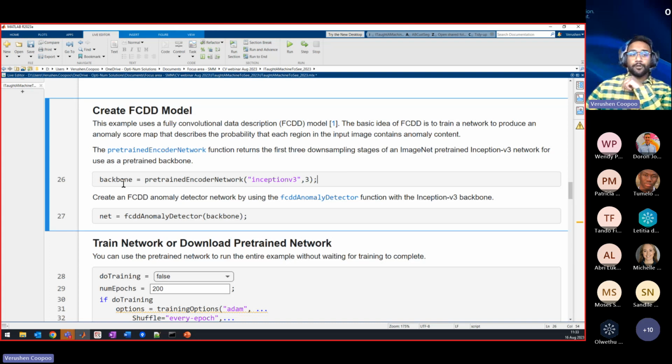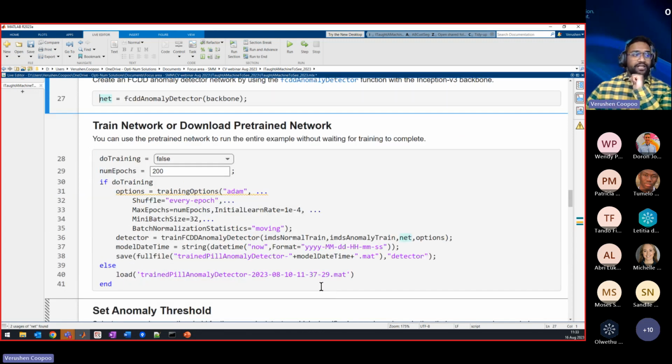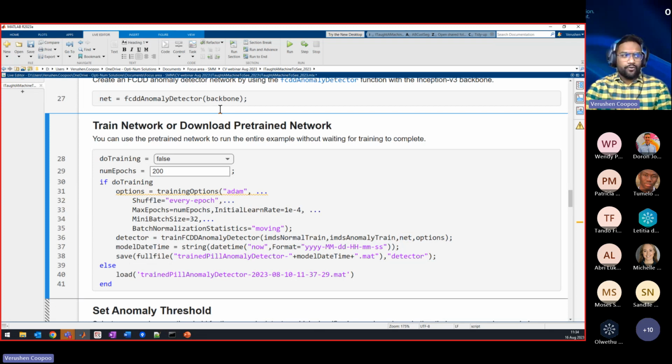This backbone is going to be sent into our anomaly detector, and we use this function here called FCDD anomaly detector in order to build this network. Transfer learning does the bulk of the work for you, but you've got to finish it off by doing some additional training on the network. On my computer, with this data set, which is relatively small, and the images themselves are relatively small, both in terms of size and number, it takes about 20 minutes to train. In order to save time today, I'm just going to load the network that I've already saved and trained at an earlier time.